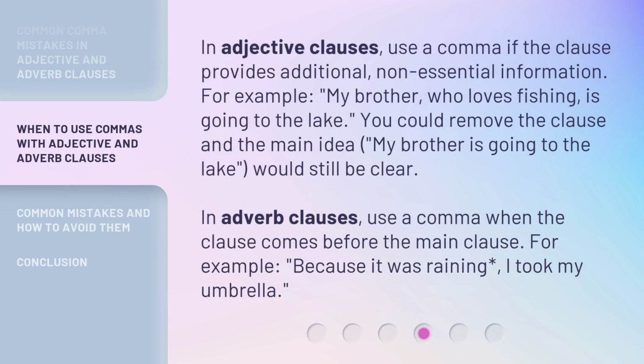In adjective clauses, use a comma if the clause provides additional, non-essential information. For example, my brother, who loves fishing, is going to the lake. You could remove the clause and the main idea, my brother is going to the lake, would still be clear.